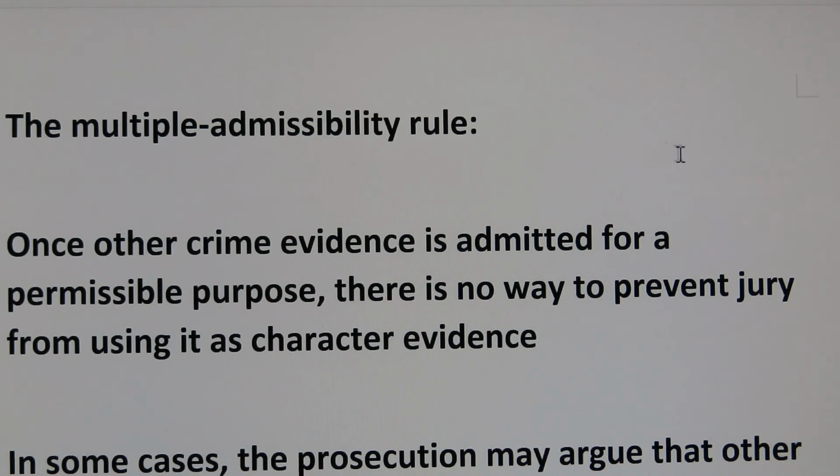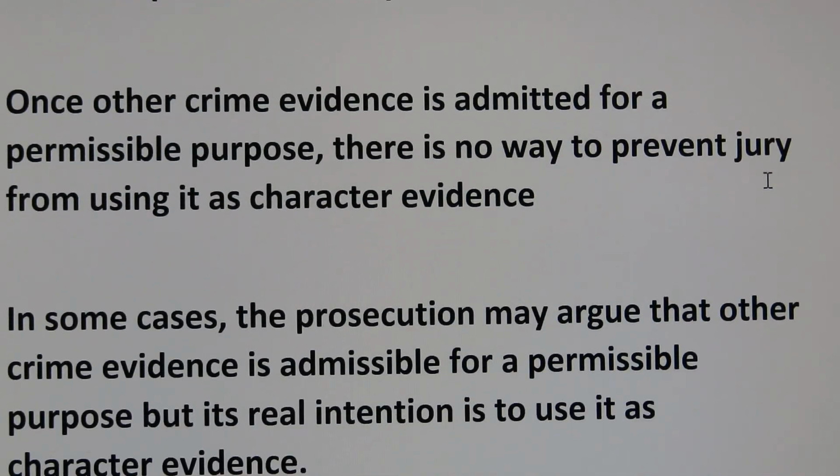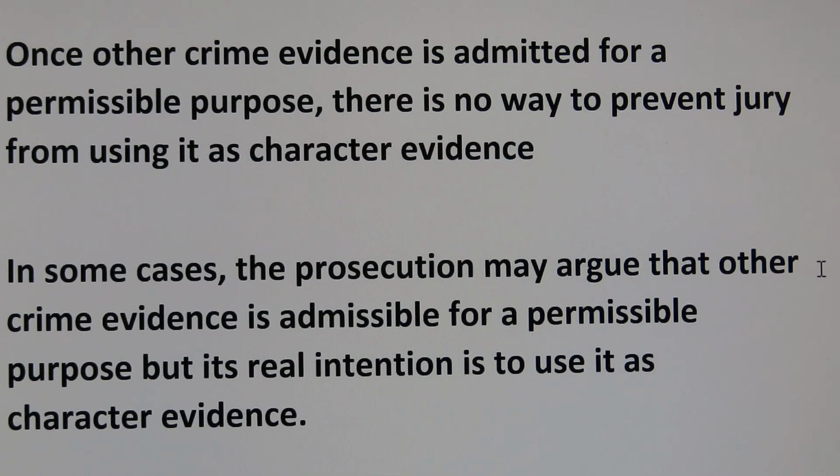But an important point we should also take note of is this. In some cases, the prosecution may argue that other crime evidence is admissible for a permissible purpose, but its real intention is to use this evidence as character evidence, because we know once this other crime evidence is introduced for a permissible purpose, there is no way we could control how the jury may use the evidence.